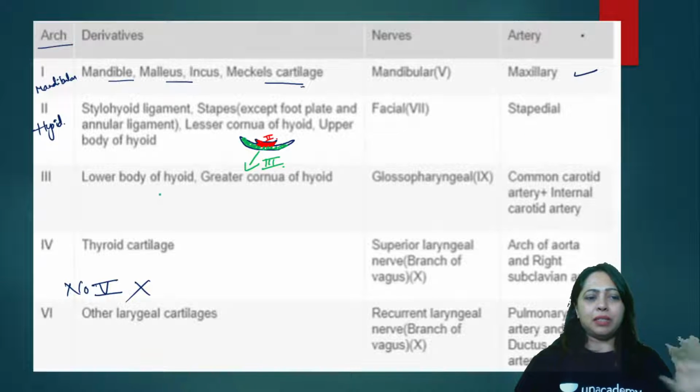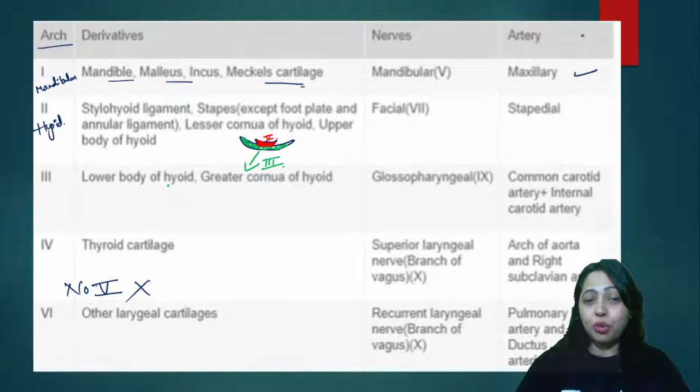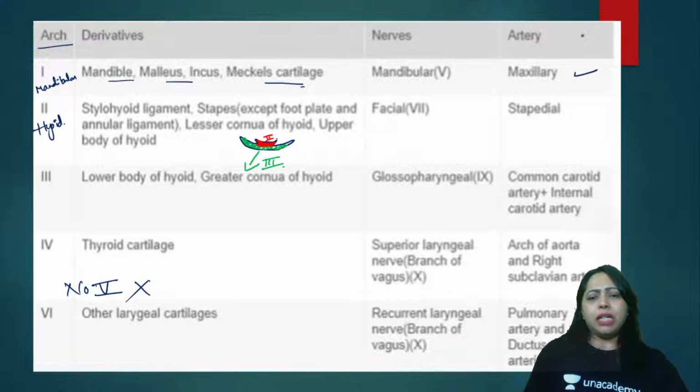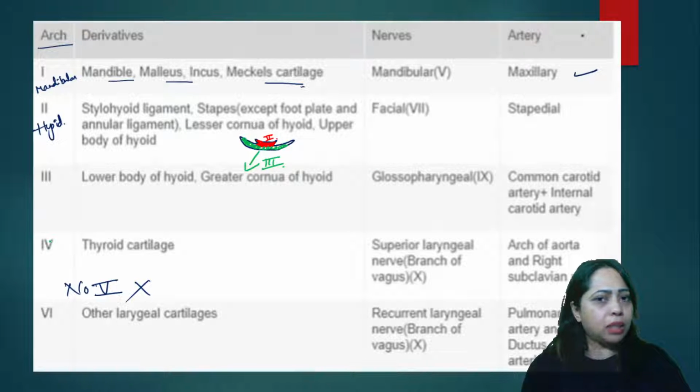Okay, the third one is the arch that has no particular name, and the lower part of the hyoid bone and also the greater cornu of the hyoid bone you can get as a derivative. And the nerve of this arch is glossopharyngeal, and the common carotid and internal carotid. All these are the derivatives.